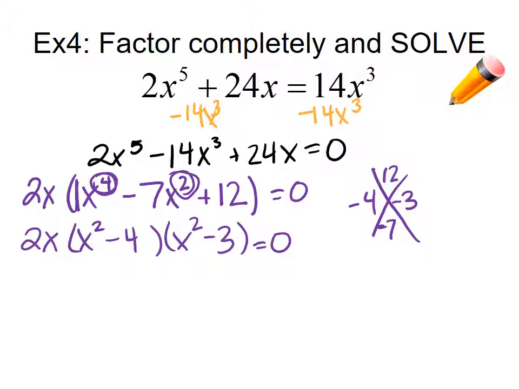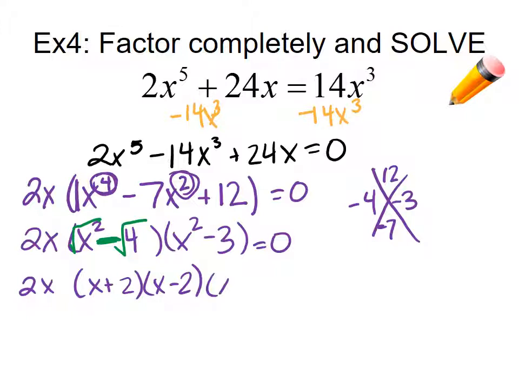Alrighty, so next, I can still factor. Again, like I said, keep an eye out for those difference of squares, because x squared is a perfect square, 4 is a perfect square, and we have a minus sign. So all three elements are there. Let's break that down. That becomes an x plus 2 and an x minus 2. As for the x squared minus 3, that is not a perfect square, so we actually have to leave that one the way it is.